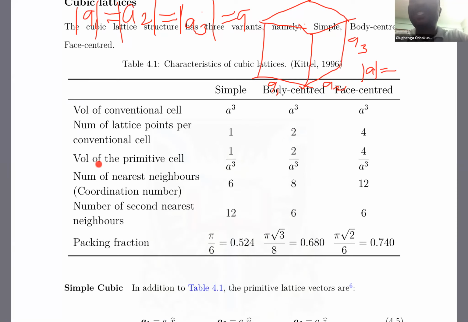The volume of the primitive cell. Sorry, there is a problem here. The volume of the primitive cell should be the volume of the conventional cell divided by the number of lattice points. So for simple cubic this should be a cube over 1. Sorry, this was wrong. And the volume of the primitive cell for body centered cubic is a cube divided by 2. And the volume of the primitive cell in face centered cubic is a cube over 4.